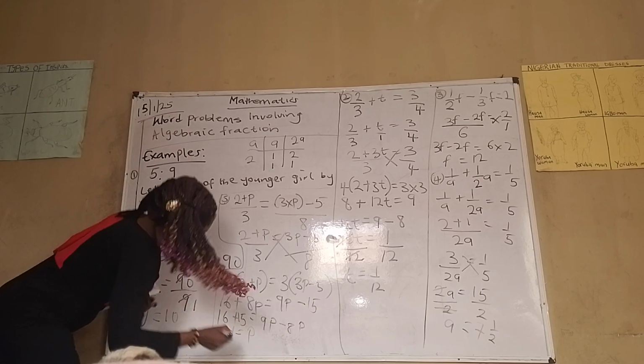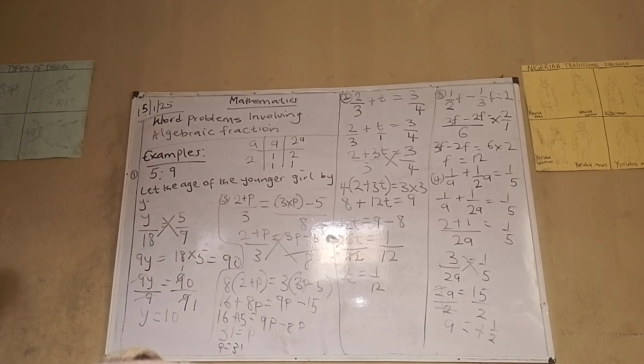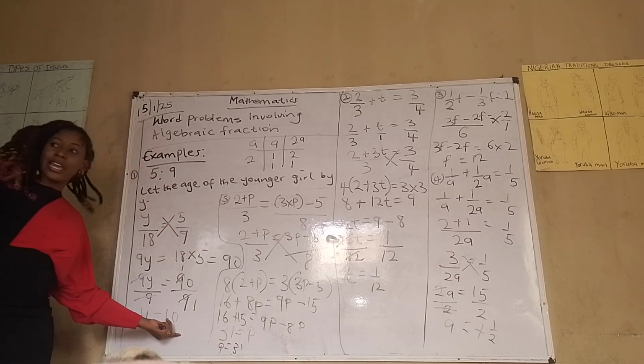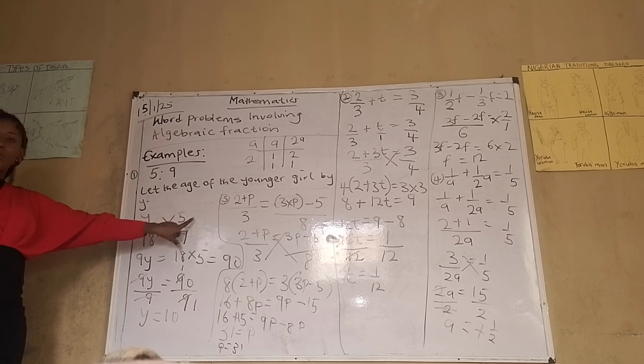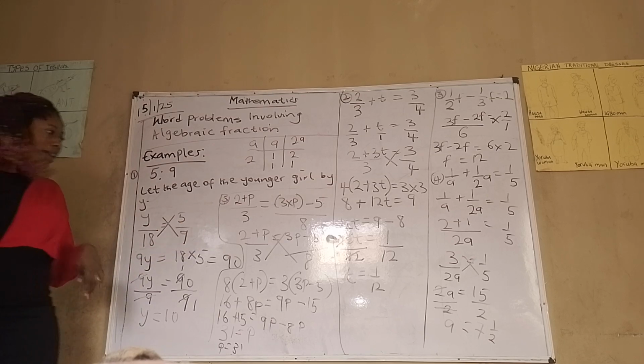Do you know that at the end of all these things, we can go on and confirm? We can write it the other way around. Confirm if your answers are correct. How do we confirm? We confirm by replacing P with the number we have got, bringing it here and solving it again. If it gives you the same on the other side, that's how we check.